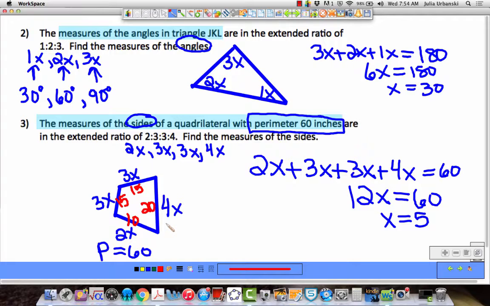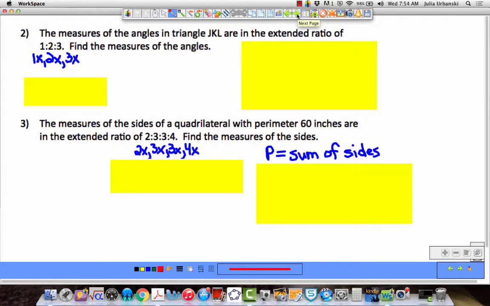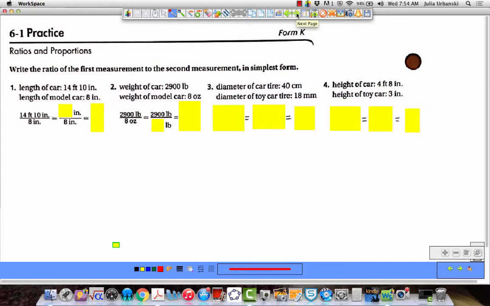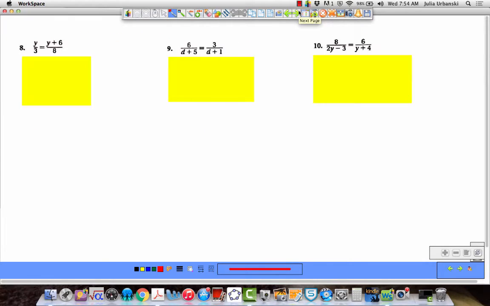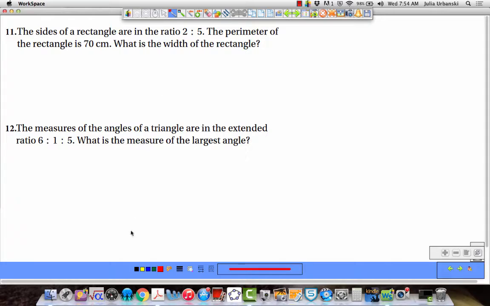Okay, so the trick is to put x's in the right places and then understand the keywords from the problem. So turn the page, let's try some together. And try some on your own. And then just go ahead and work on the homework. So, we did that one. We need to do this one.